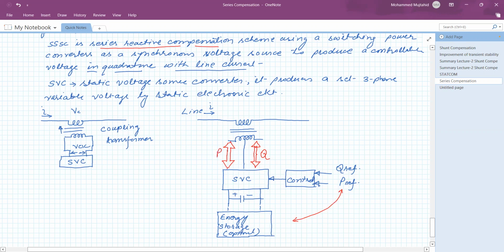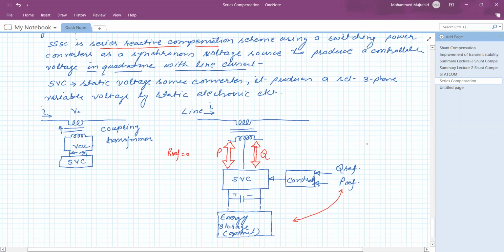So when there is no active power flow between the SVC and the transmission line, P reference is kept equal to 0. Only the reactive compensations are there. Now, why are we calling it a reactive compensation? With the help of SVC and control circuit, it is possible to inject the voltage which is in quadrature, maybe on a lagging side or maybe on a leading side.